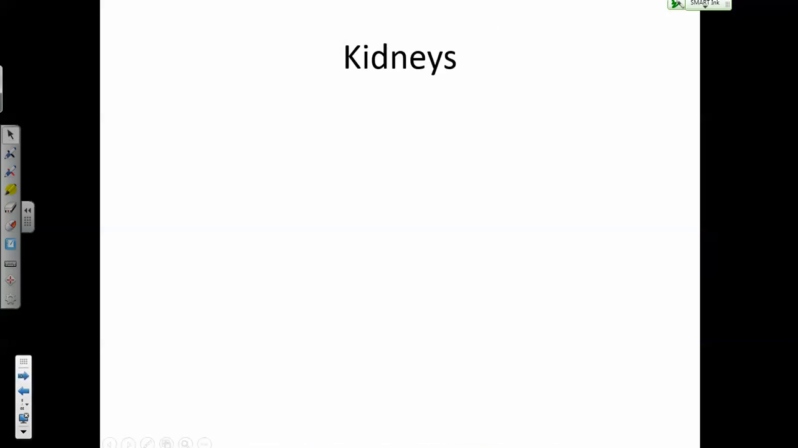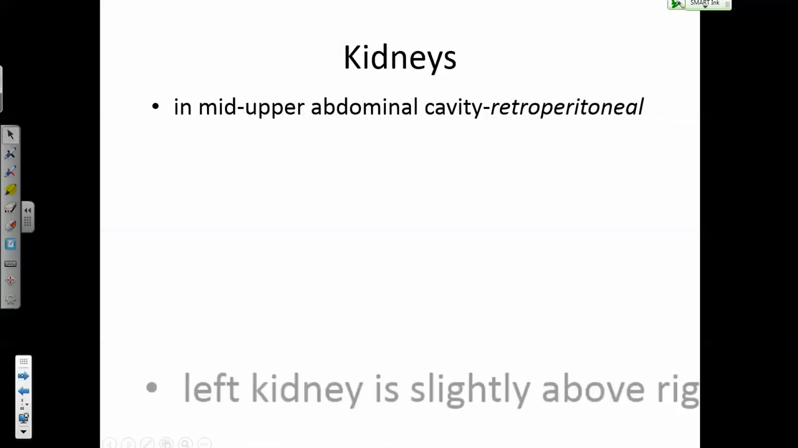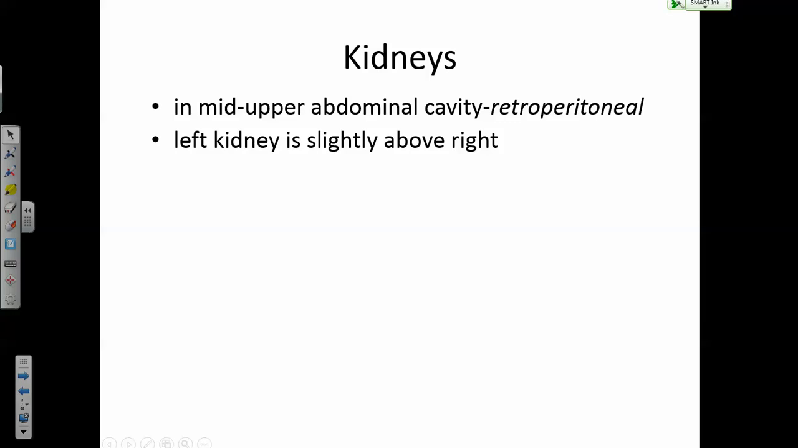Okay, so you can see they're in the upper part of the abdominal cavity. This word right there, retroperitoneal, that means behind the parietal peritoneum. Okay?